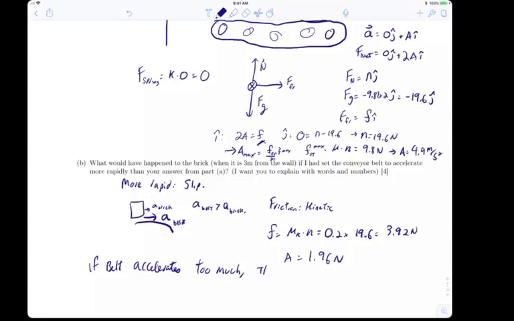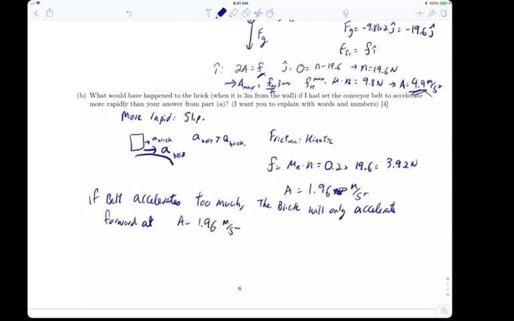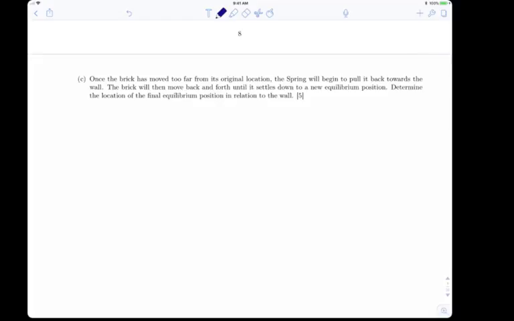the brick will only accelerate forward at a equals 1.96 meters per second squared instead of this one. So it'll go forward more slowly. Once the brick has moved too far from its original location, the spring will then pull it towards the wall. The brick then moves back and forth until it settles down into a new equilibrium position.